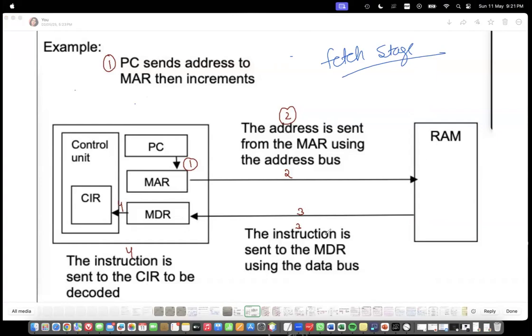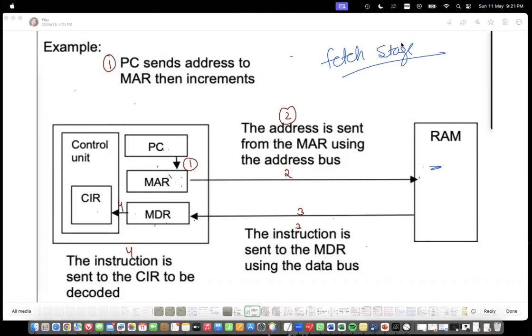You can see the very first step is MAR fetching the address from the PC. The second stage is the RAM fetching the address from the MAR using the address bus. The third stage is the MDR fetching the instruction with the help of the data bus. Then the fourth is the CIR fetching the instruction from the MDR to be decoded. And this is the fetch stage of the cycle.